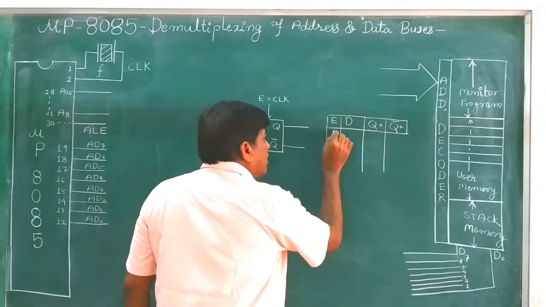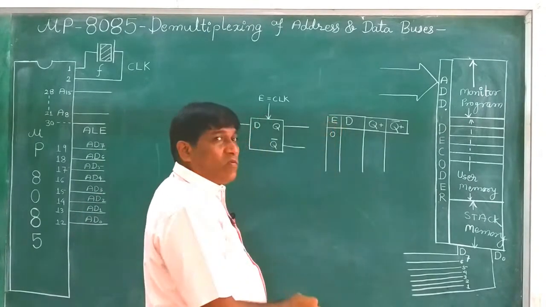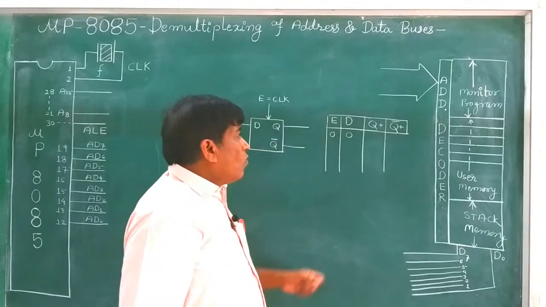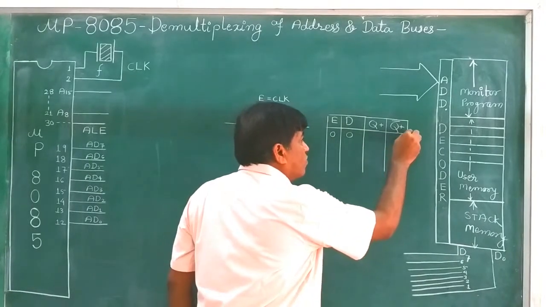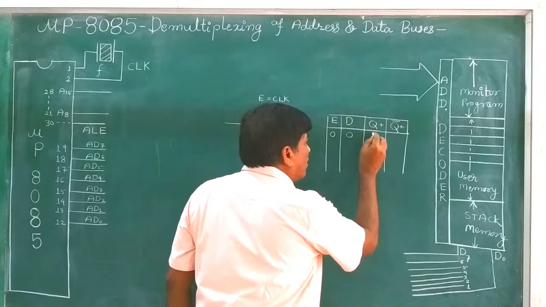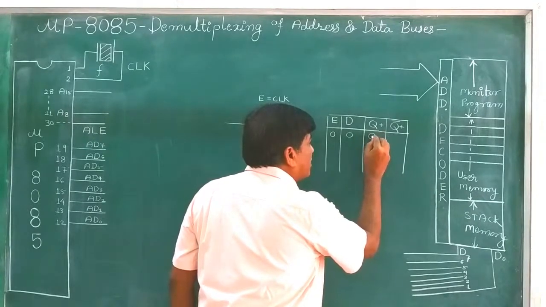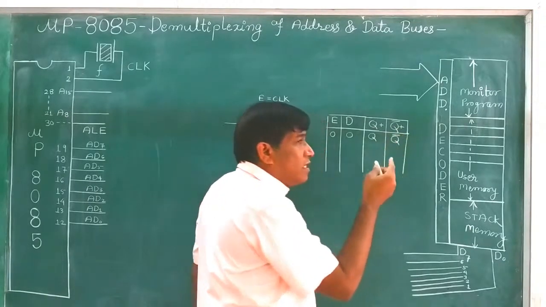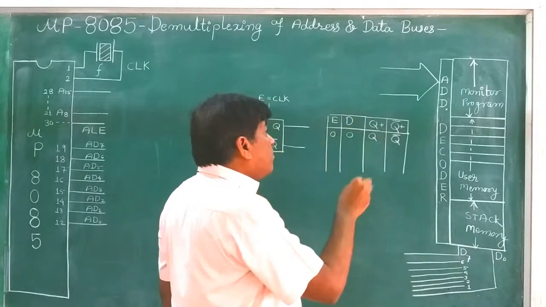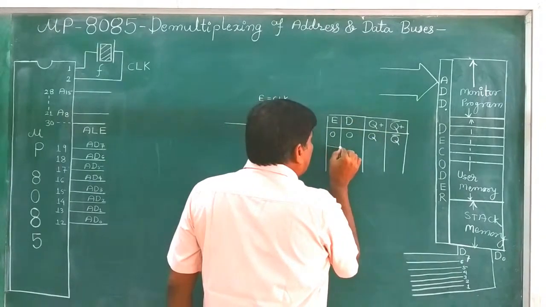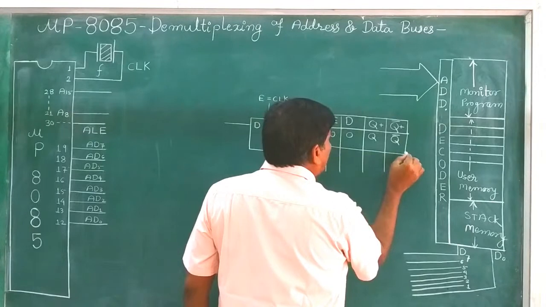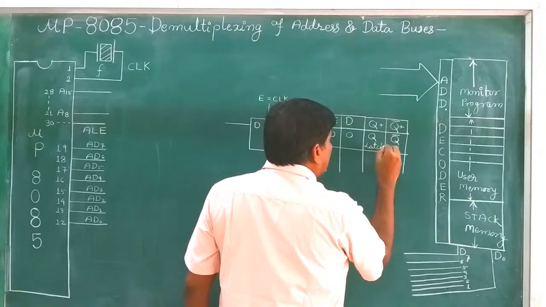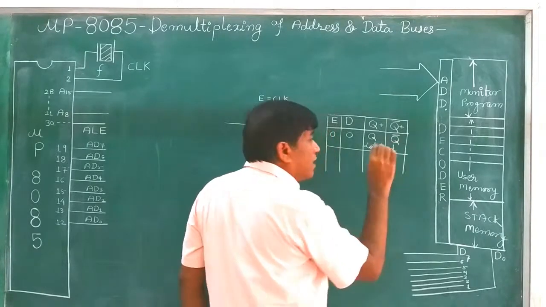Suppose the clock is not enabled, it is 0, and the D input is also 0. What will be the output Q and Q bar? This Q and Q bar will not be activated, it will stay as it is. As it is means whatever the previous values are, they will remain. It means whenever the clock is not activated, clock is 0, whatever the previous data is, this previous data is latched.